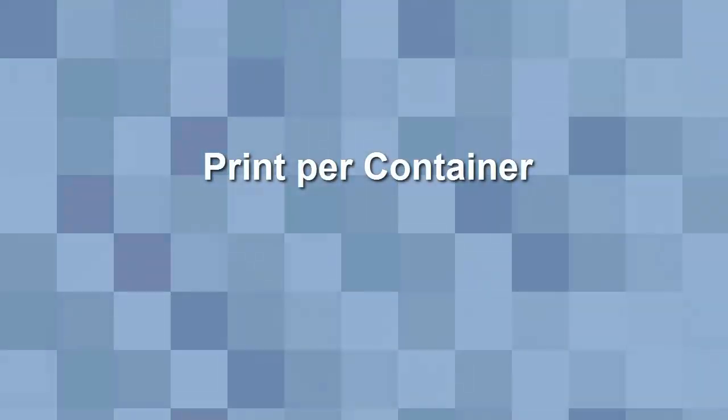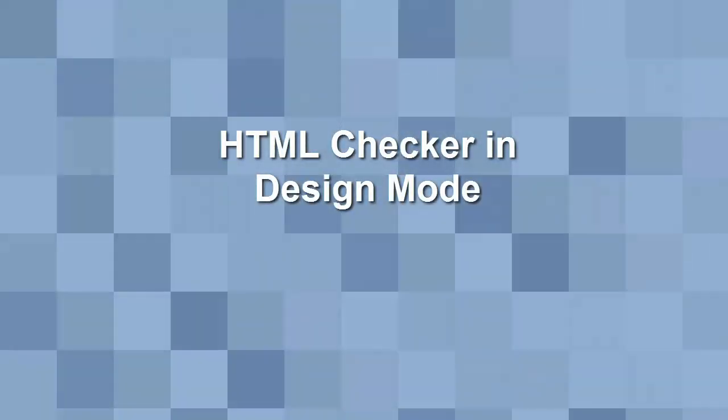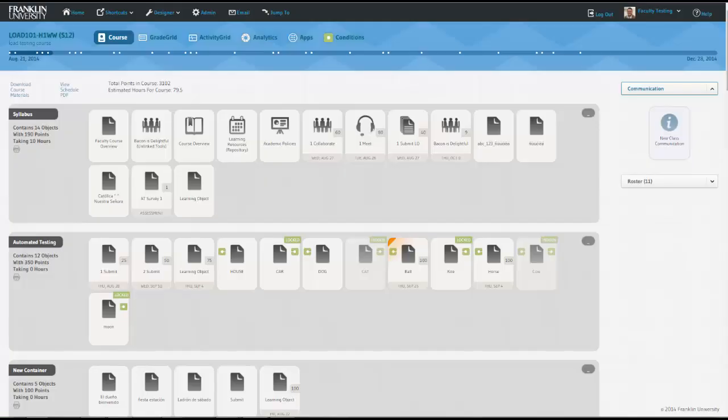In this video, I will highlight the following: grade grid improvements, print per container, HTML checker in design mode, and response trigger for conditional objects. Let's get started. We have made some improvements to the grade grid based on user feedback.